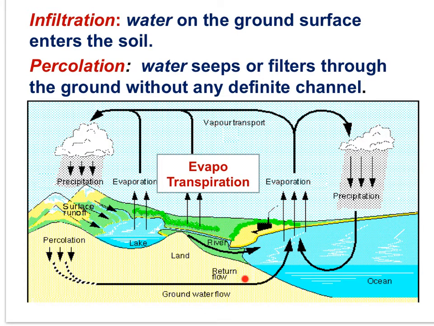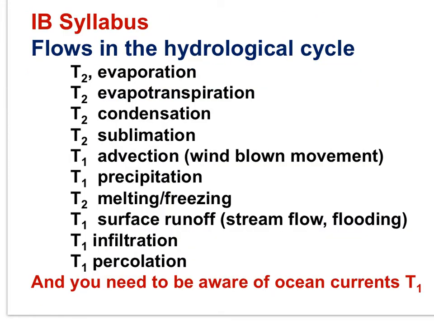Now also we have evaporation. This is a transformation, liquid to gas, and then condensation, also a transformation, water vapor, gas to liquid, then precipitation, a transfer. Here are the flows in the hydrological cycle labeled T1, T2 for transfers and transformations respectively. The T1, T2 designation is my notation, not that of the IB. The IB expects you to know which flows are transfers and which are transformations.